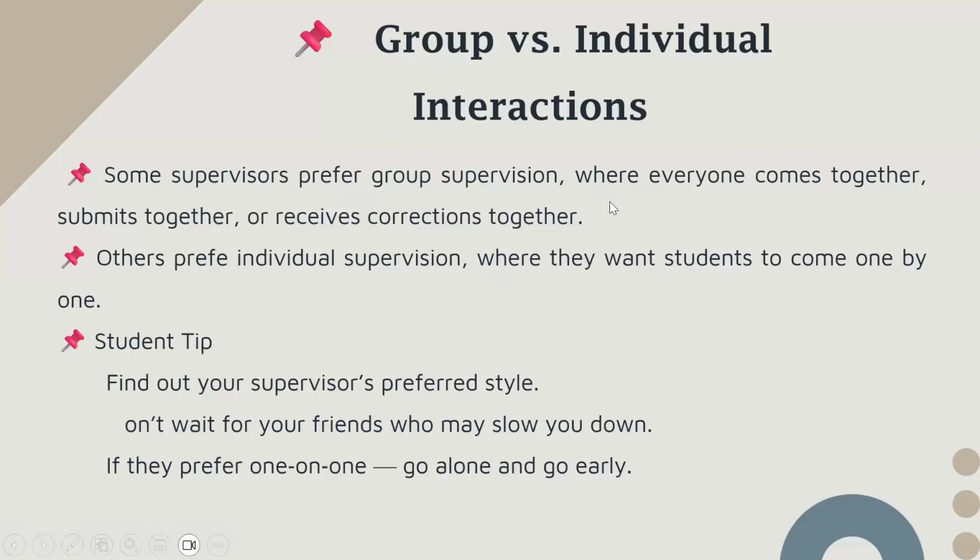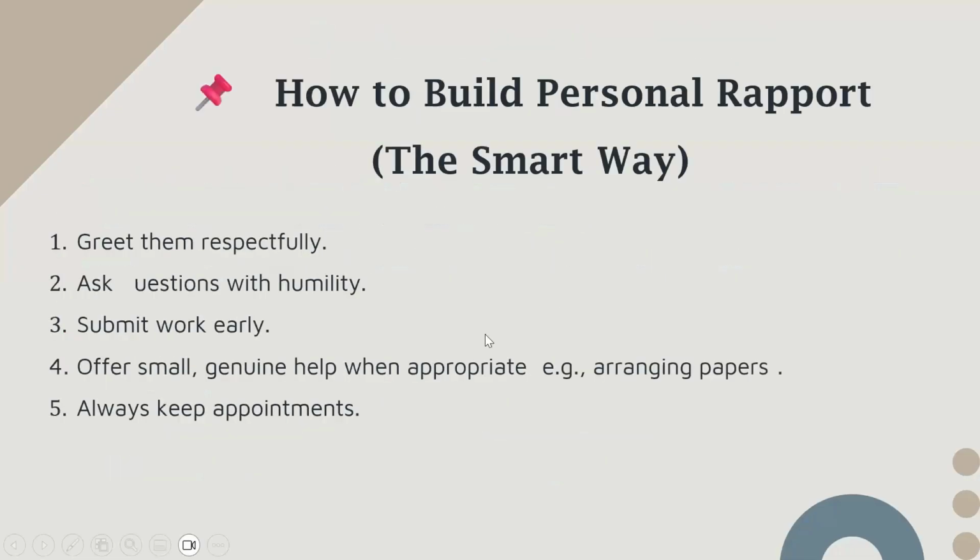Don't wait for your friends who may slow you down. If they prefer one-on-one, go alone. So if your supervisor prefers one-on-one interaction, don't wait. Don't say, let me go with my friend, with your work. Just go alone. If that's the style your supervisor prefers, one-on-one interaction, go alone.